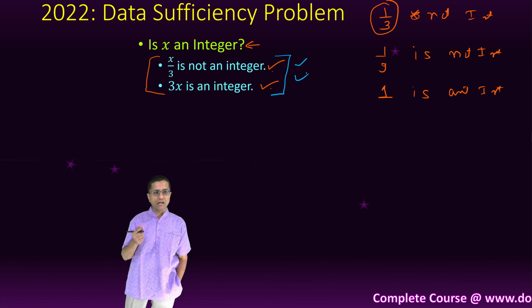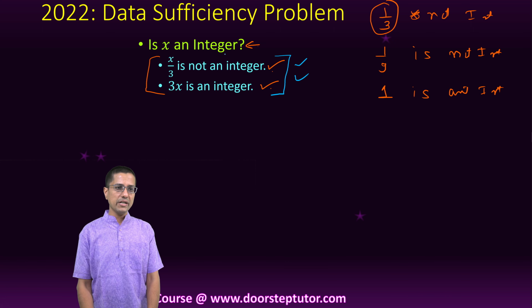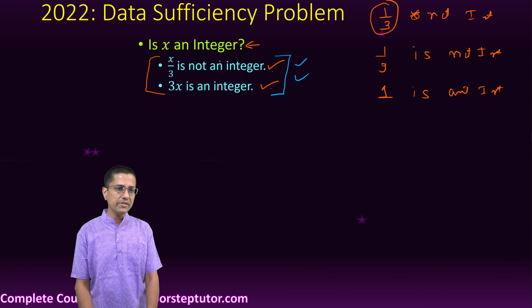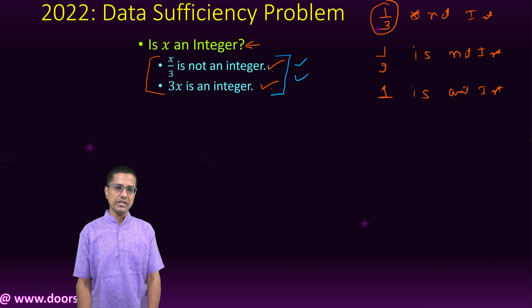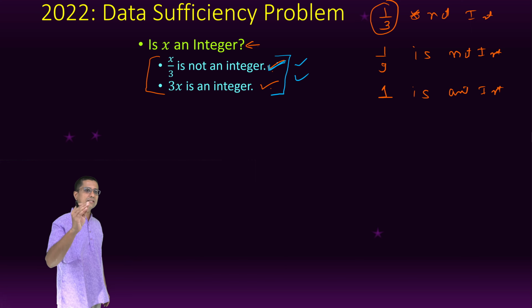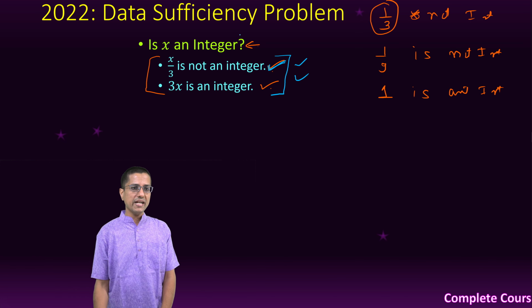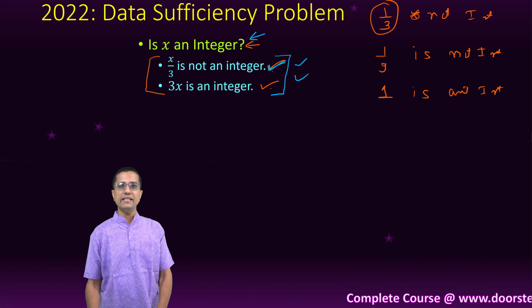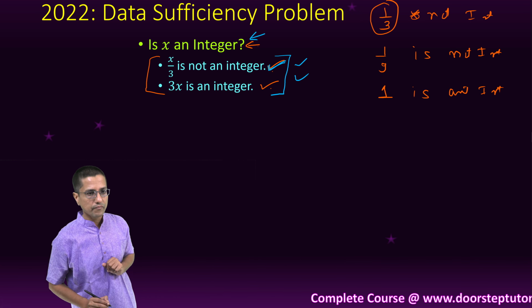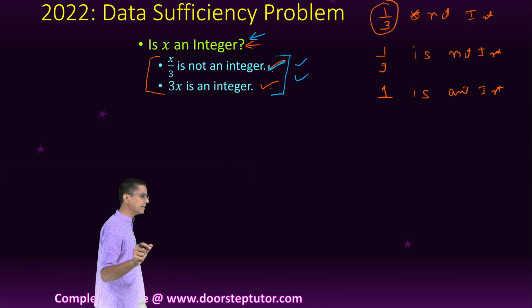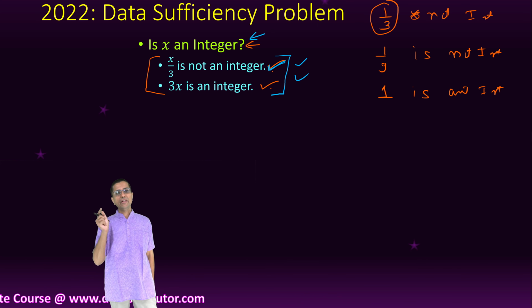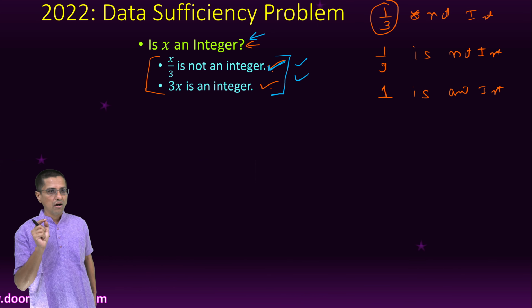We know that it's a real number. It's a fraction. Therefore, this particular data sufficiency problem, what will we say? We will say that these two statements, even when taken together, are not sufficient to answer the problem statement which is given here at the top. Okay, because if I know the answer to both of those questions, I still cannot definitely say whether x is an integer or not.